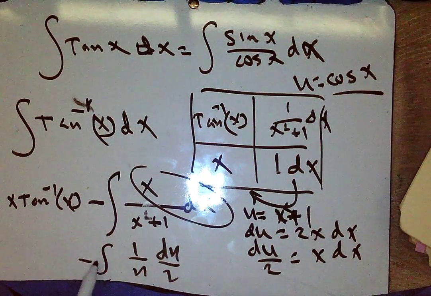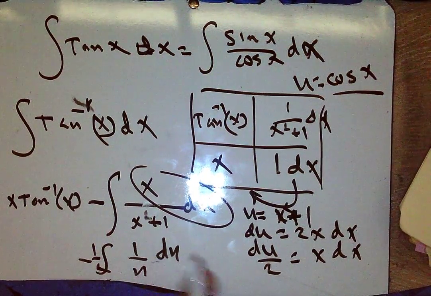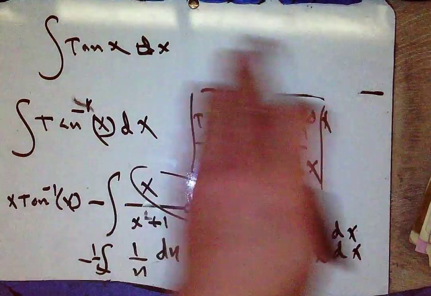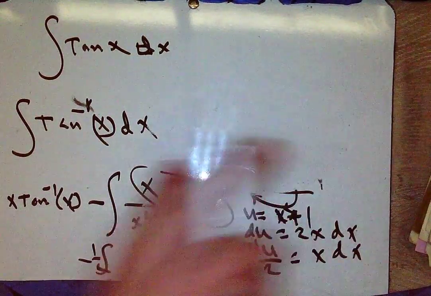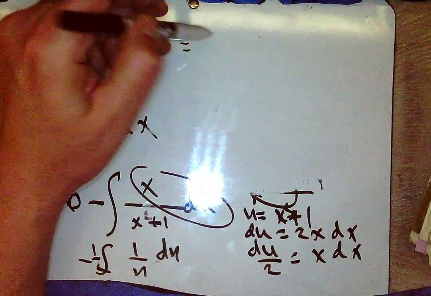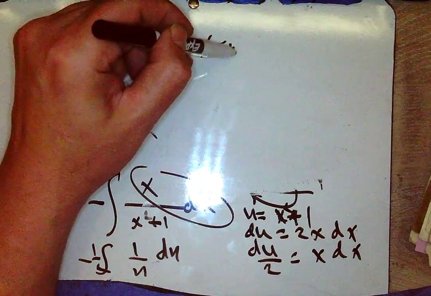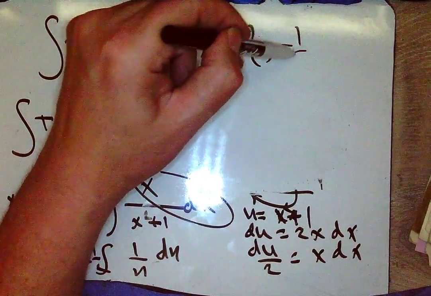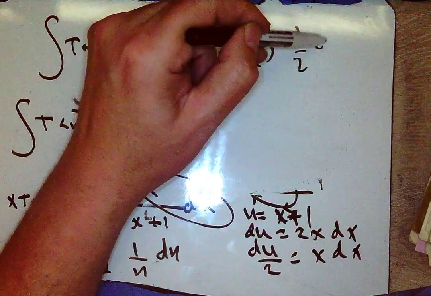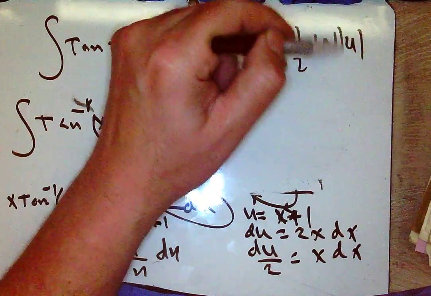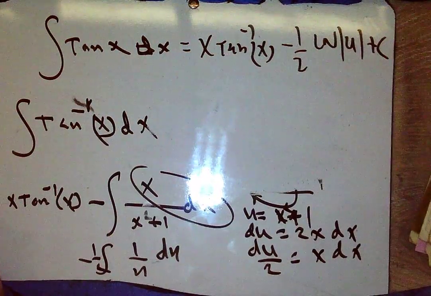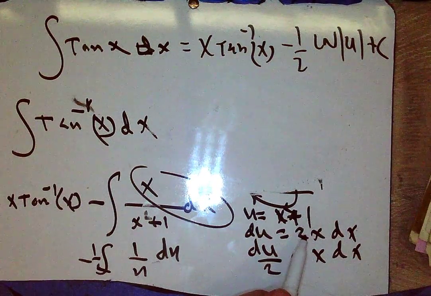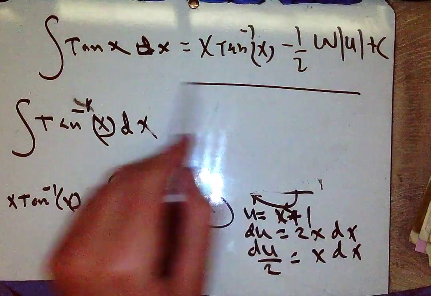All right, well, I'll pull out that, and I'll have a 1/2 here. And the antiderivative of 1 over u, yeah, it is ln now and again, but not always. So we've got x tangent inverse x minus 1/2 ln of u plus c. Okay. And weren't we given an initial condition? No, we were not. So there's my answer.